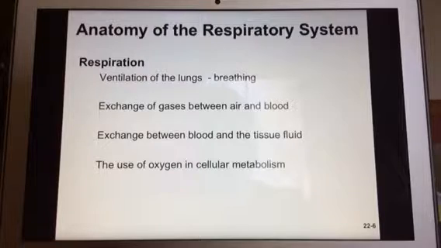We'll have a whole separate video of respiration, so making sure that we are clear about the ventilation of the lungs is what we call breathing, but then also that includes the exchange of gases between the air and the blood, and the exchange between the blood and the tissue fluid, and then exactly how oxygen is used in cellular respiration.